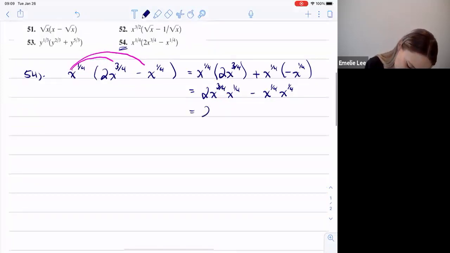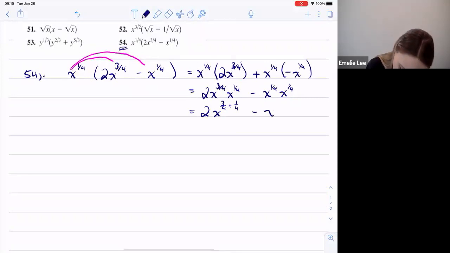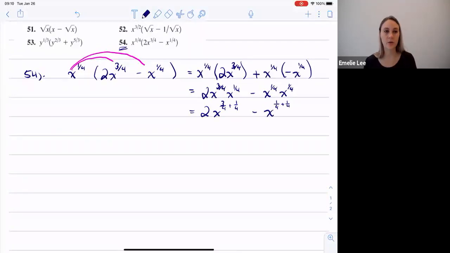So we have 2x to the 3 over 4 plus 1 over 4. And then minus, same thing going on over here, x to the 1 over 4 plus 1 over 4 in the exponent. Make sure you're showing that those are in the exponent. This is from Exponent Laws, which we covered in 1.2. And then fractions, I think we covered in 1.1.